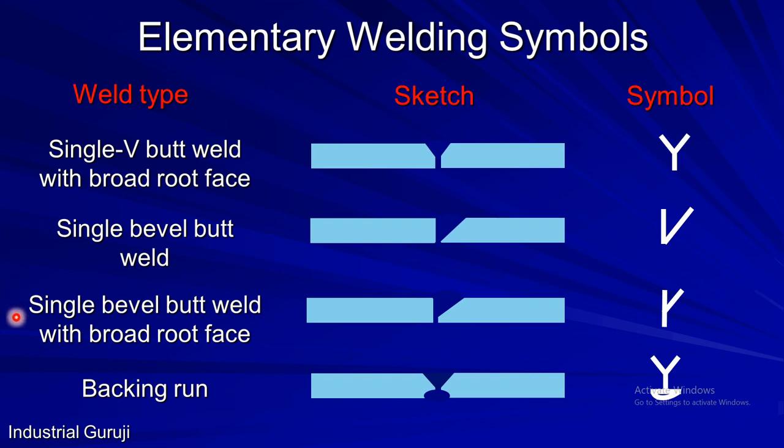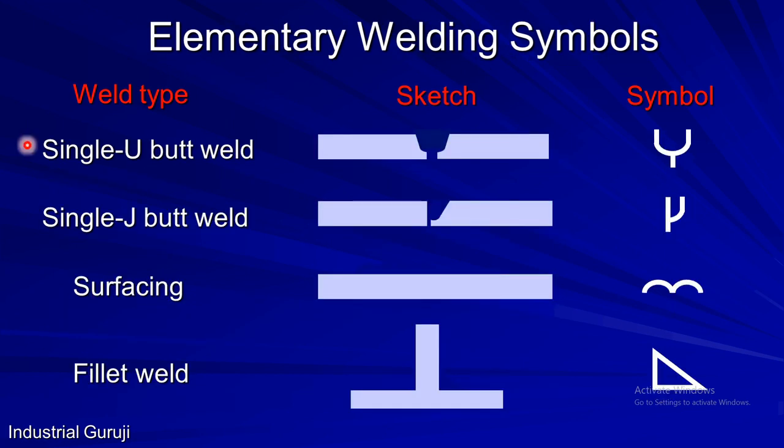Here, single bevel butt joint with broad root face is shown by a straight line with a slant line joining at the center. Backing run is represented by a symbol like this. Single U butt weld is shown by letter U with a straight line connecting to the end. Single butt weld is shown by a symbol like this. Surfacing is shown by this symbol. Fillet weld is shown by this symbol, which has resemblance with a right angle triangle.